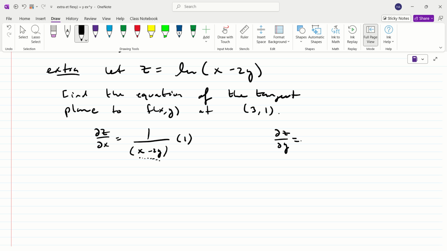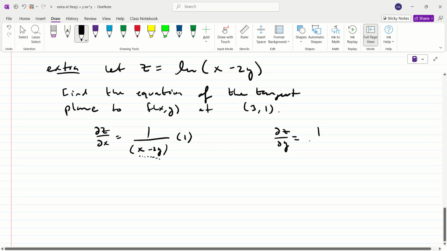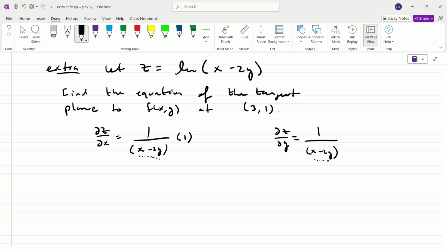For the partial derivative of f with respect to y, same sort of deal. The derivative of the natural log is 1 over the argument. Put in the original argument in there. And take the chain rule derivative of x minus 2y with respect to y, giving you negative 2.